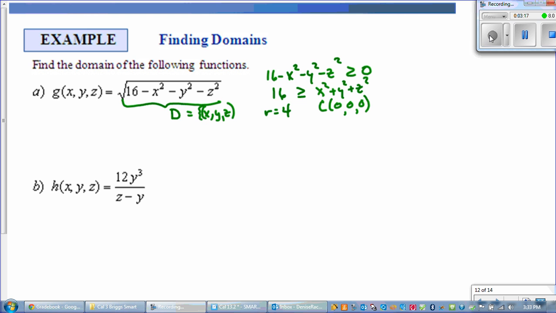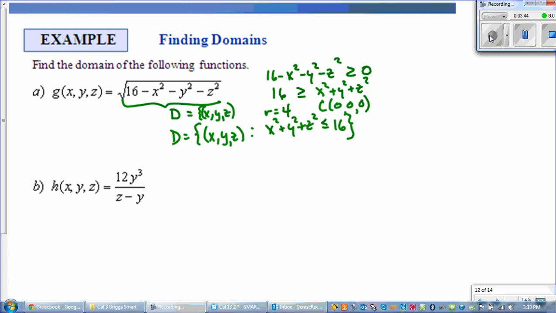The domain then is the set of all points in R3, x, y, z, such that x squared plus y squared plus z squared is less than or equal to 16. But if you want to picture it geometrically, that's everything on or inside of a ball of radius 4 with the center at 0, 0, 0.